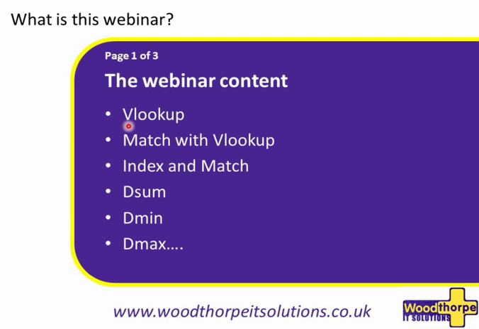Now this is really clever stuff. If you've got two completely separate lists that relate together, you can tie that information together with a simple function which is called Vlookup.